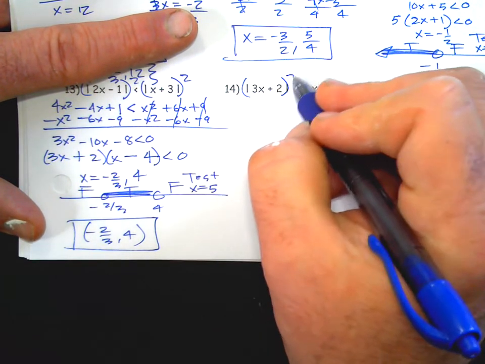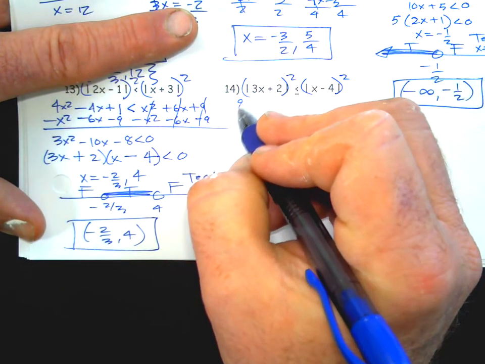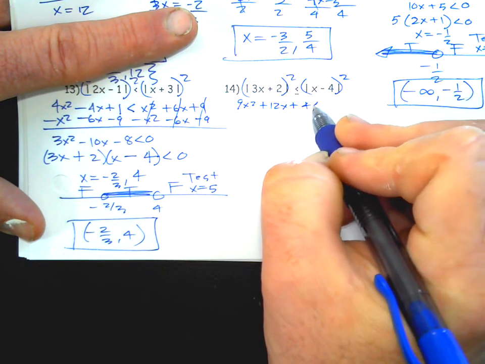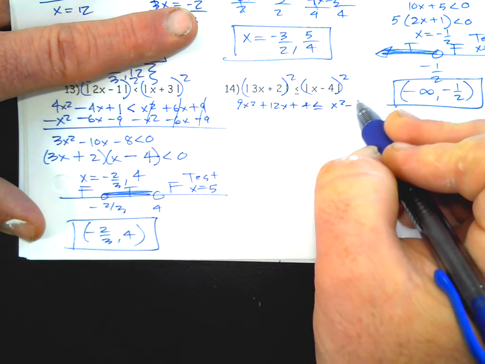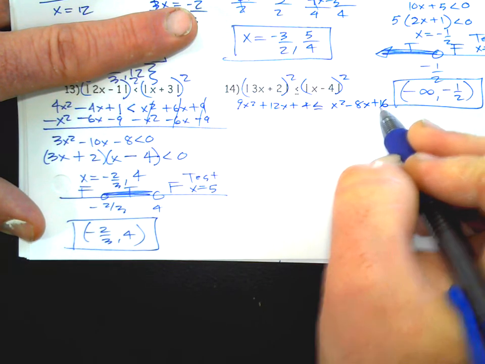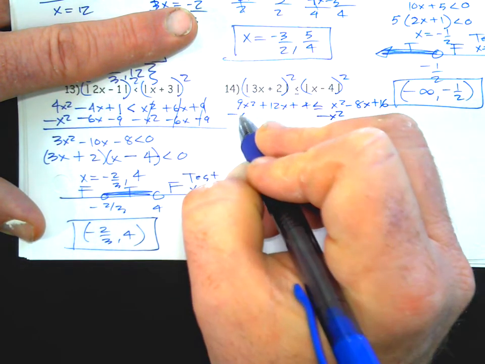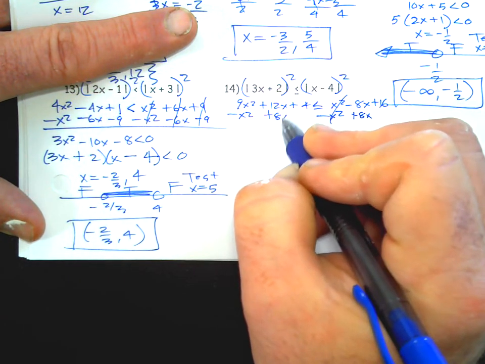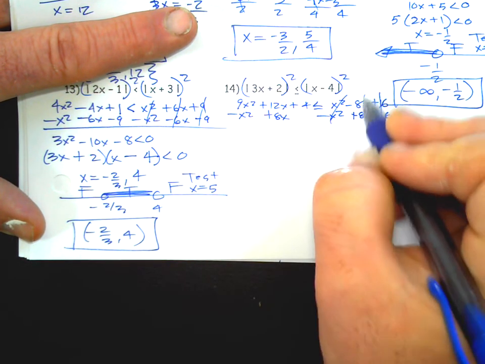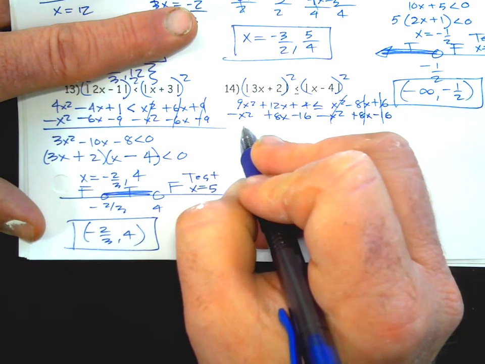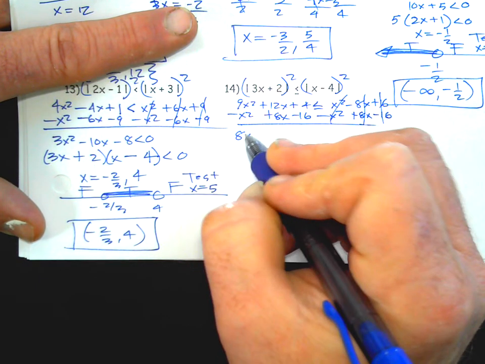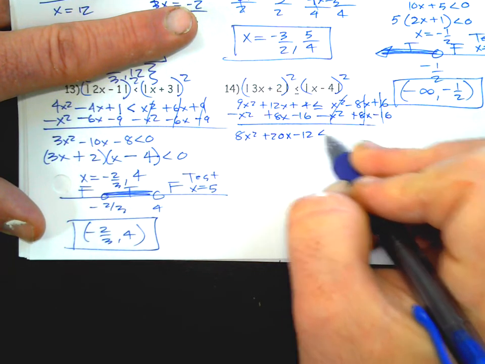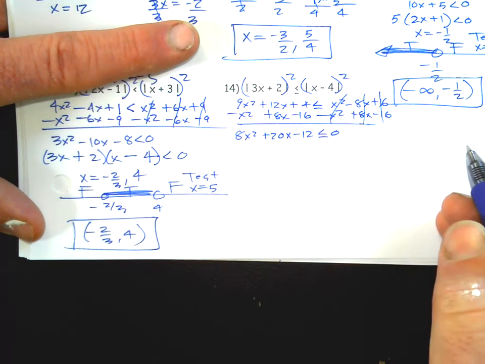Square both sides. 9x squared plus 12x plus 4 less than or equal to x squared minus 8x plus 16. Subtract x squared. Move everything to one side. So we get 8x squared plus 20x minus 12 less than or equal to 0. Keep that inequality symbol, write the 0.